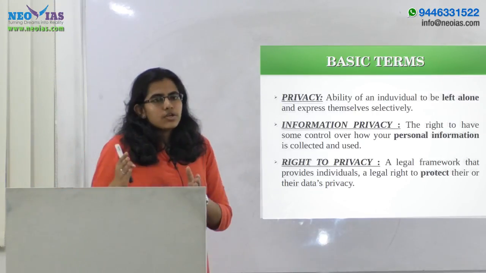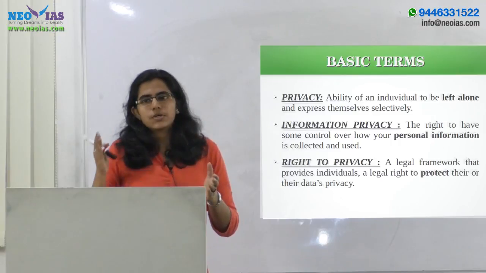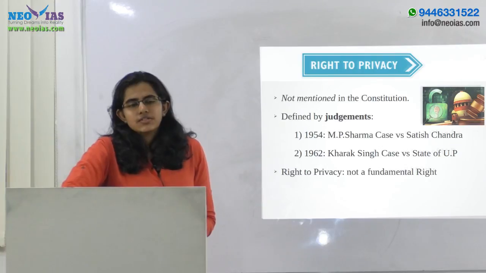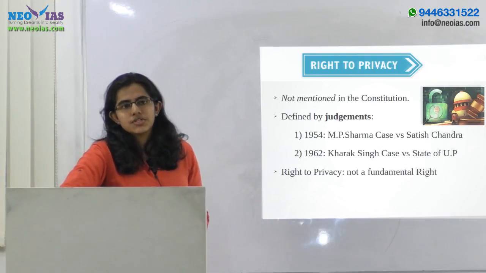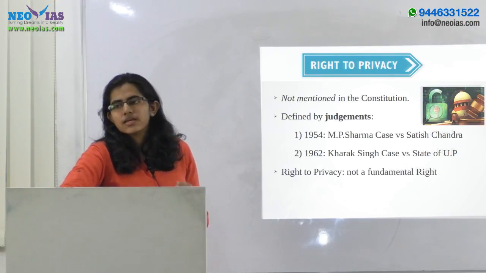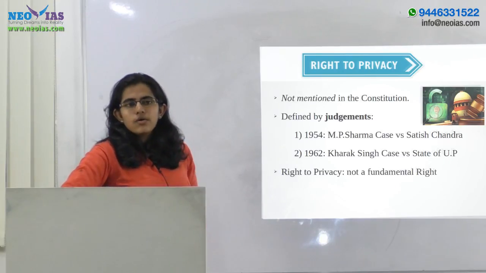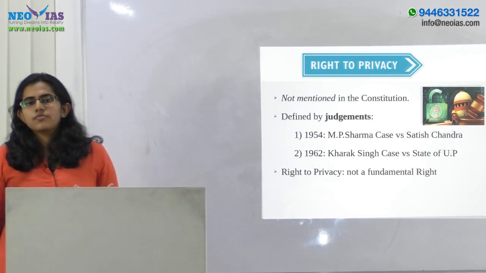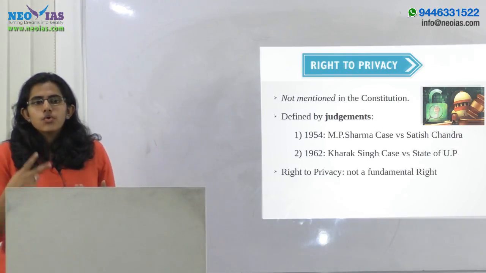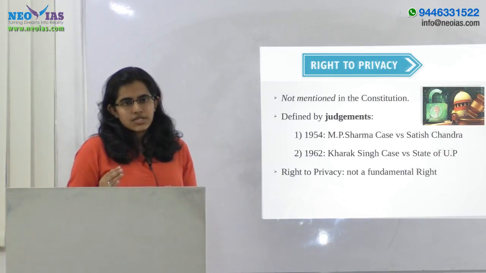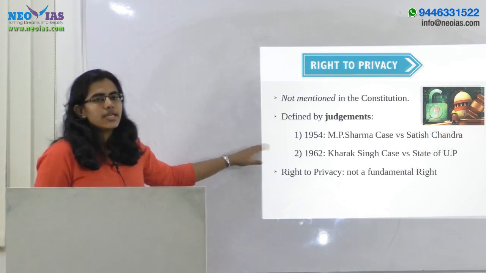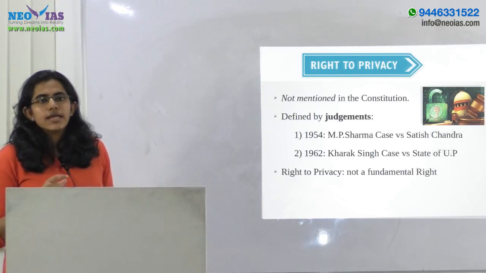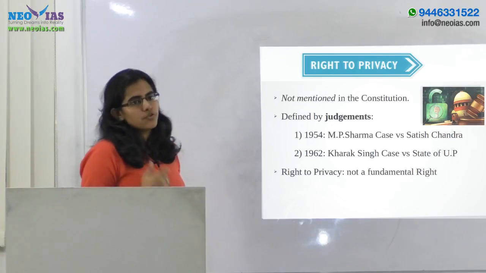Now we'll look into the status of the right to privacy in India. Since the right to privacy has not been mentioned explicitly in the Constitution, it has been defined through various judgments. In relation to the fundamental rights, there are two very important judgments: first, in 1954, the MP Sharma versus Satish Chandra case, and second, in 1962, the Kharak Singh versus State of UP case.